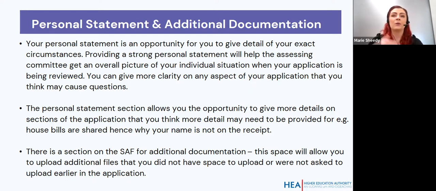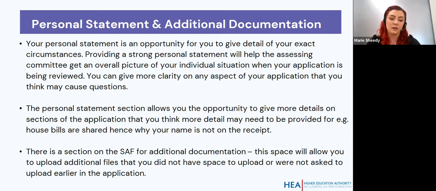Sometimes people only write 2 or 3 sentences, and that doesn't give a very full picture of their situation. We really encourage you to write 1 to 2 paragraphs about your situation. And you are guaranteed that your information is treated confidentially. It is password protected, it is secure in our system, and only 2 assessors will assess your application and make a decision on it.